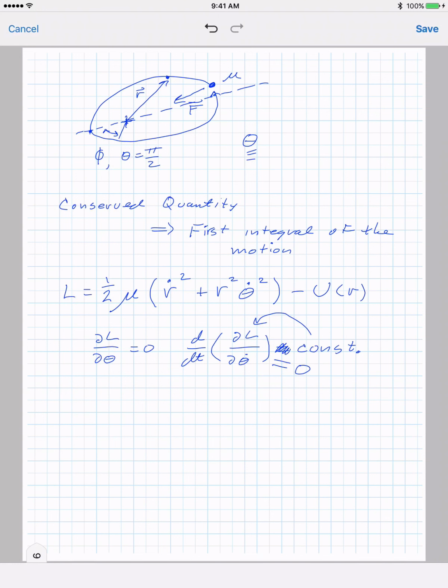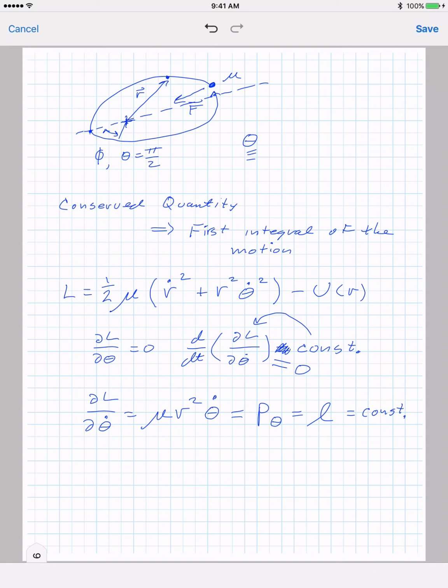Okay, so let's go ahead and look at dL/dθ̇. That's actually relatively simple because I just have the one expression for θ̇ there. So what this is equal to is μr²θ̇. And so this is a constant. I'm going to call this p_θ. We could also, if we want, call that little l. And so little l, or p_θ, is the angular momentum of the orbital motion, and it is a conserved quantity. So these are constants.